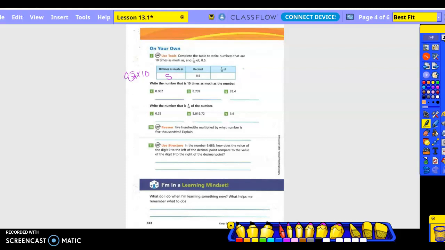Over here, 1/10, and then of also means what? Multiplication. Now, when we're multiplying and we go to the right, it's usually with a whole number of 10, 100, or 1,000, right, guys? Okay. This time is a fraction of it. So, am I going to go to the right? No, I'm actually going to go to the left.